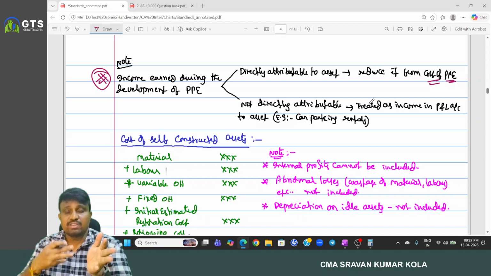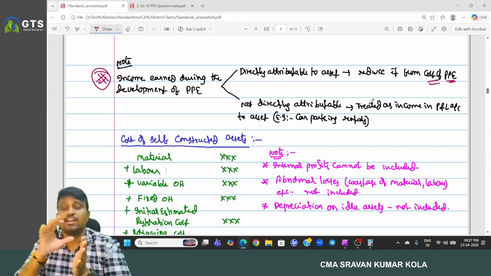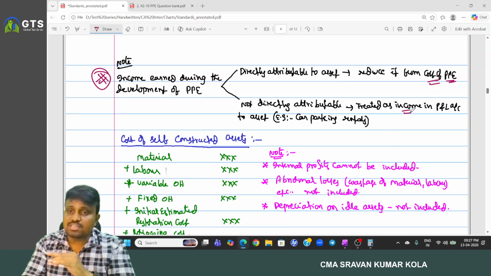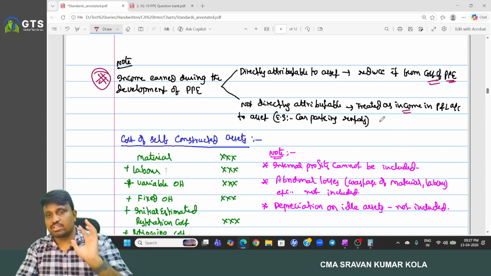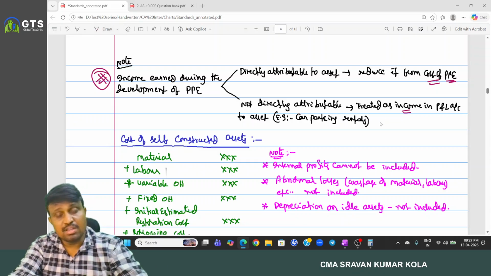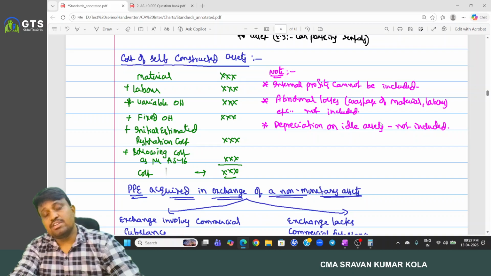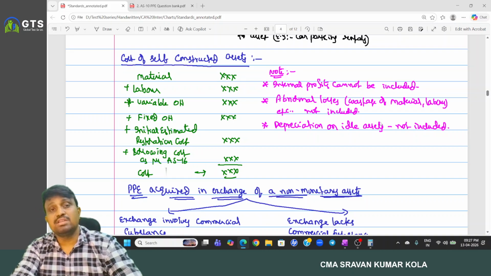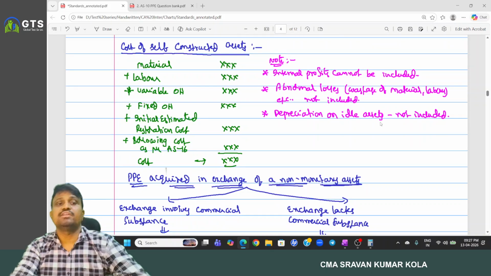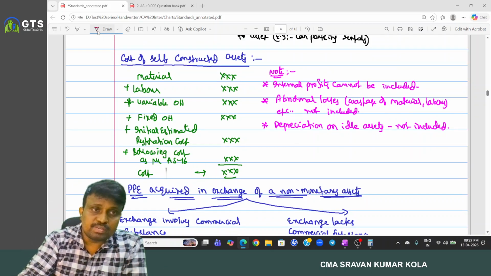The amount of rental we get is not treated as directly attributable to the asset. That is treated as income and transferred to the profit and loss account. Okay. Next. So that is relating to the asset acquired by paying in cash or agreed to pay in cash. And next one, cost of PPE.